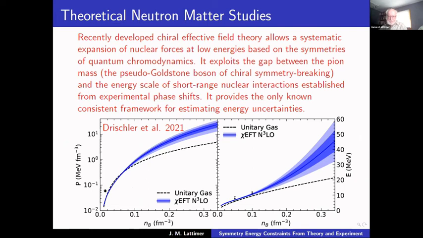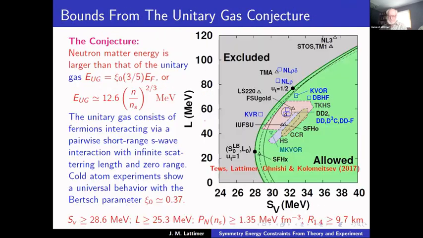It's violated below the saturation density. But the important point here is that the energy at every density is larger than that predicted by the unitary gas. So using that constraint, that the energy of neutron matter is greater than that of the unitary gas, one can establish a bounding region in the SVL diagram, where you have allowed regions and excluded regions.